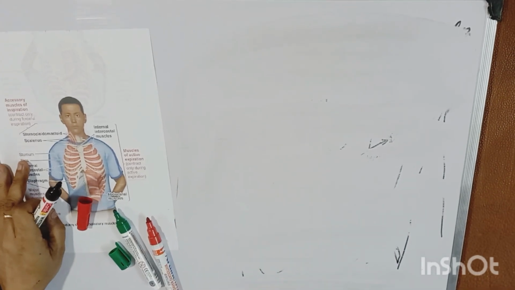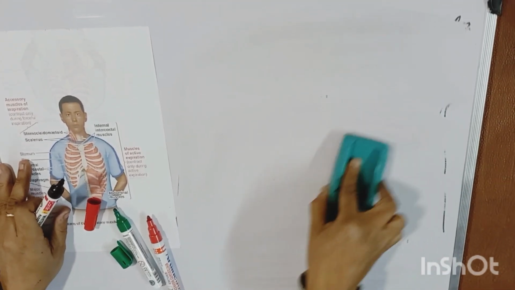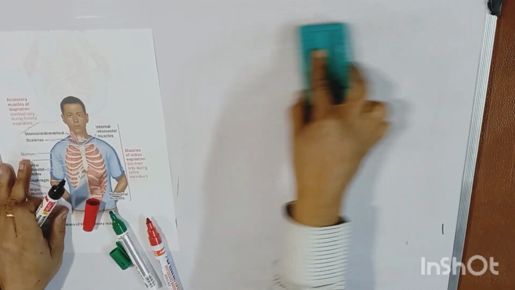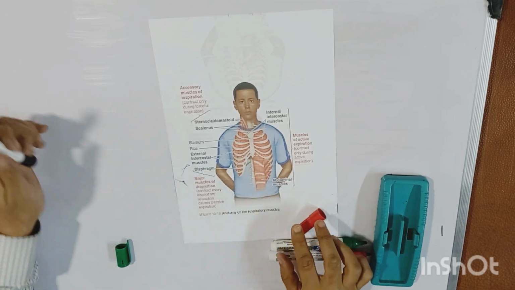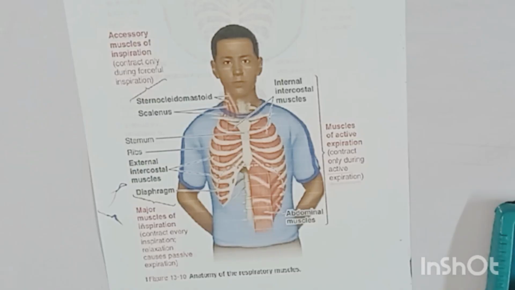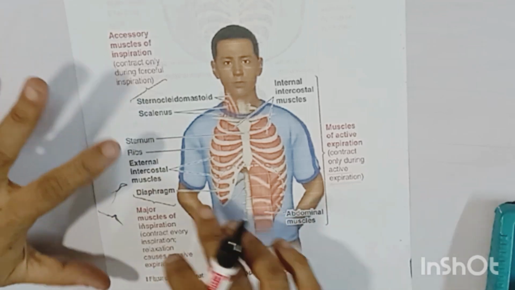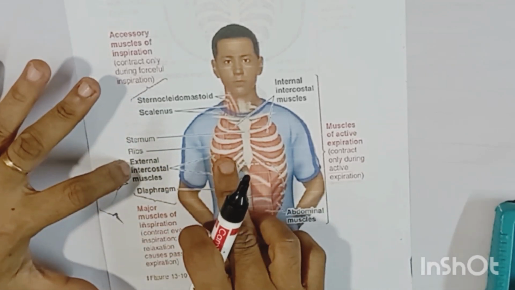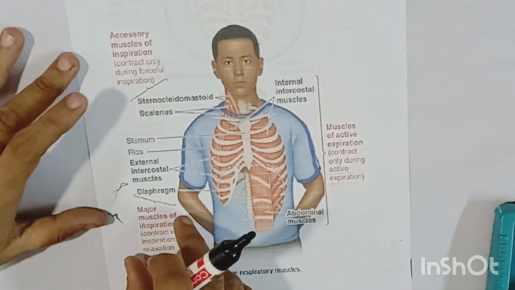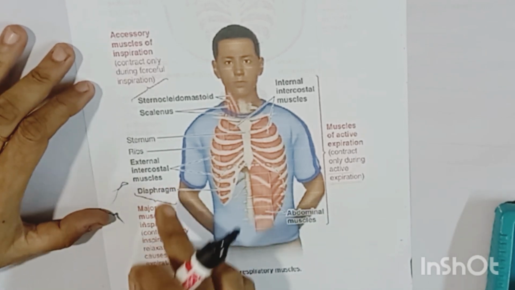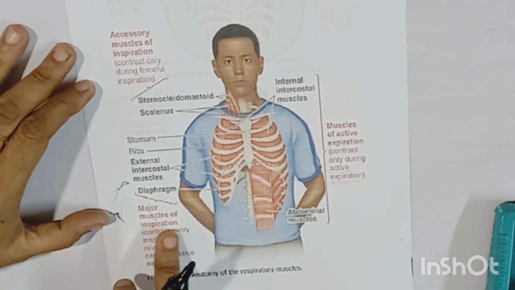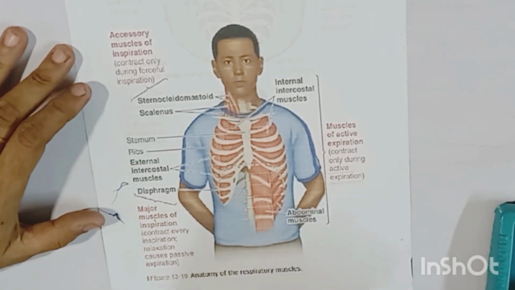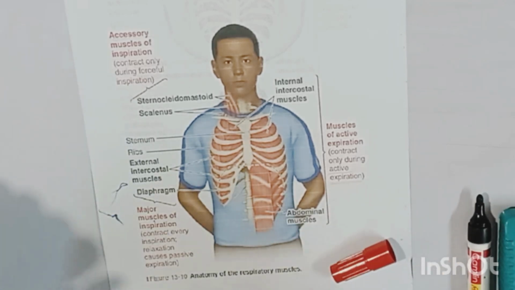This picture is from Sherwood, a book where illustrations like this are given. Now, the external intercostal muscles are drawn here. These external intercostal muscles and the diaphragm are the major muscles of inspiration. Why? Because the external intercostal muscles contract to pull the lower ribs outward.